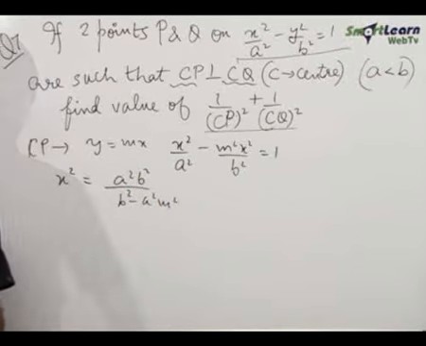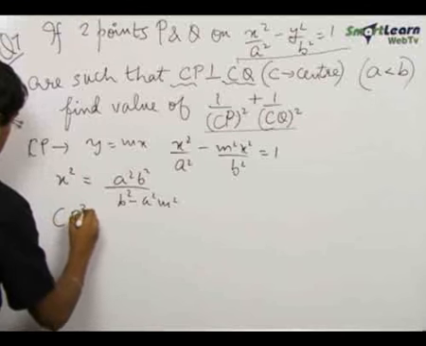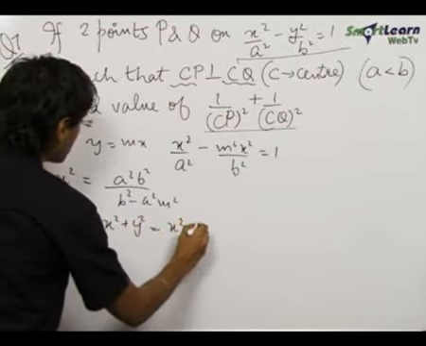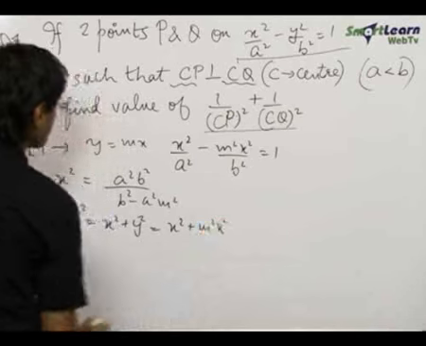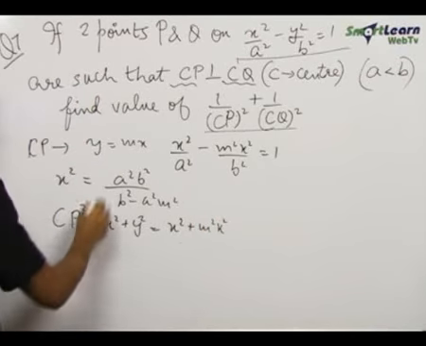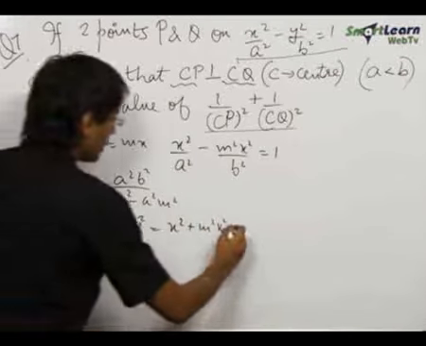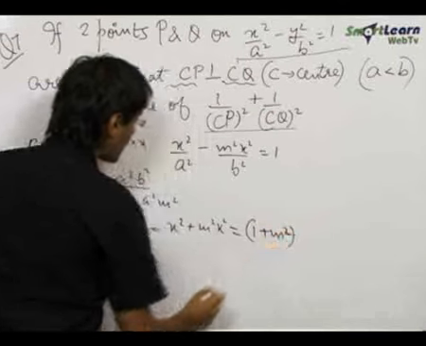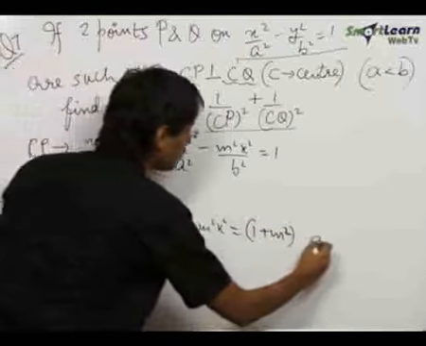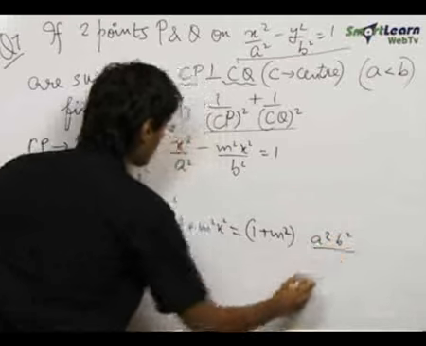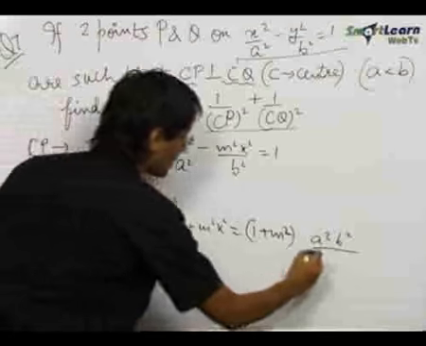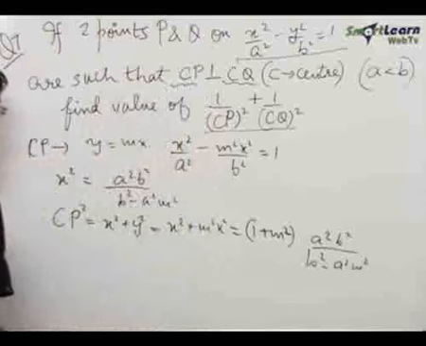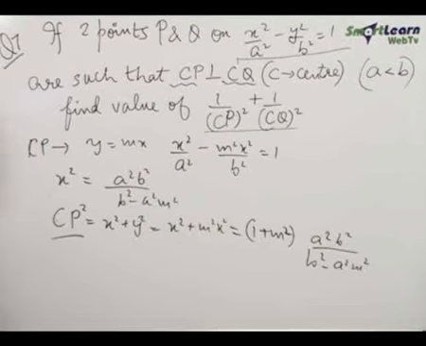Now CP square is equal to x square plus y square, that is x square plus m square x square. Since y is equal to mx, that is 1 plus m square times x square, which we found out to be equal to a square b square upon b square minus a square m square. This is the value of CP square.